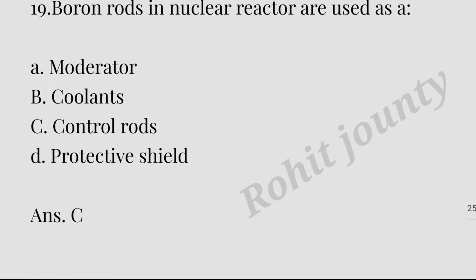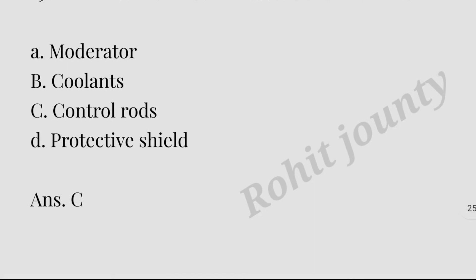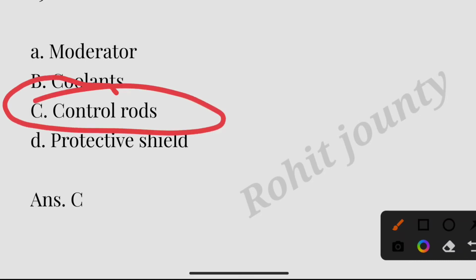Question number 19. Boron rods in nuclear reactor are used as option A moderator, option B coolant, option C control rods, option D protective shield. The correct answer is option C control rods.